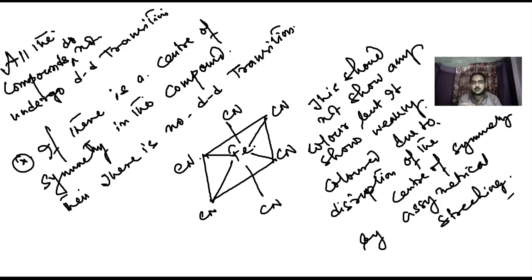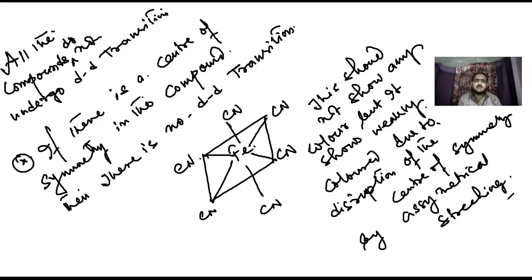Actually, the molecules which do not contain any kind of symmetry, any center of symmetry, have a good electronic transition and d-d transition is there. But in case of compounds which generally contain a center of symmetry, due to some phenomenon or any kind of asymmetrical stretching, the center of symmetry gets disrupted, and the electronic transition may occur in that kind of compounds. But that is for a very short amount of time.